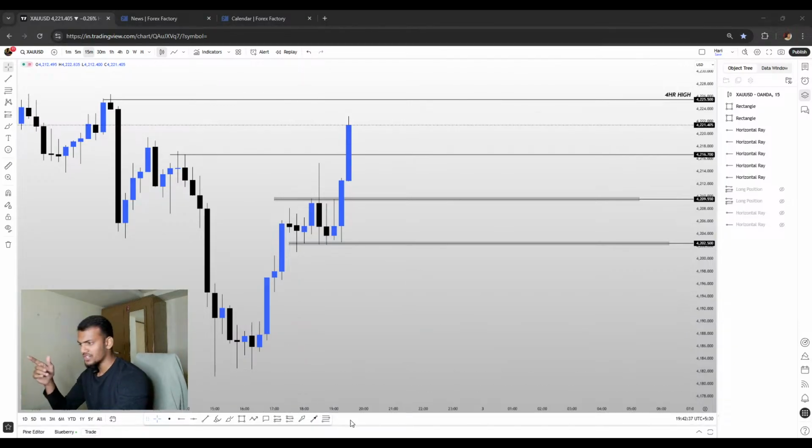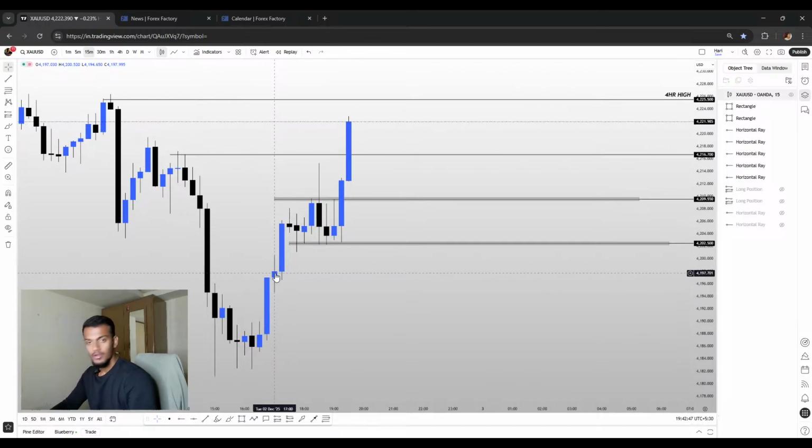Do you guys also see this glitch in TradingView? Right now I saw it. I do not know if it's there in the live stream too.